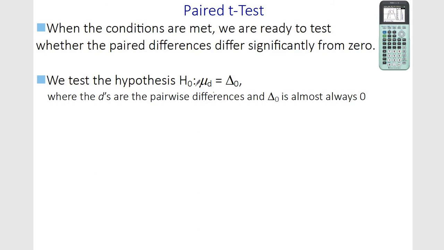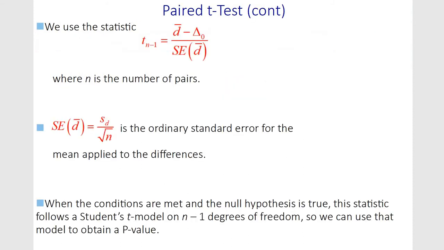So your hypothesis would be your differences equal, usually, if not almost always, 0. And these are the formulas you would use for your paired t-test. Okay, so n is the number of pairs. You have your standard error.